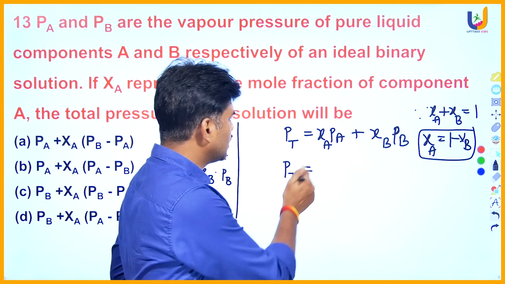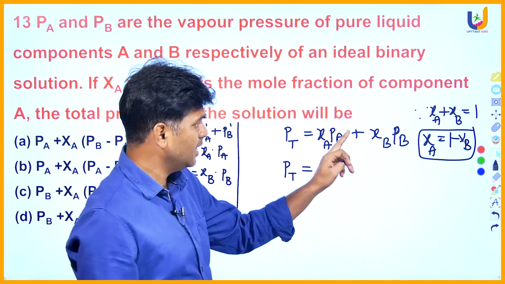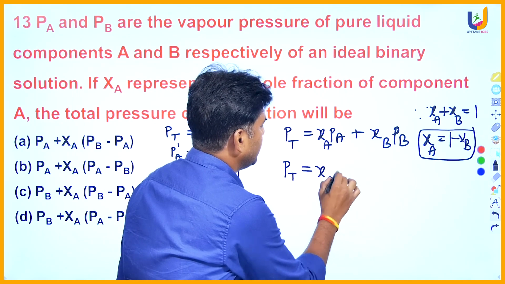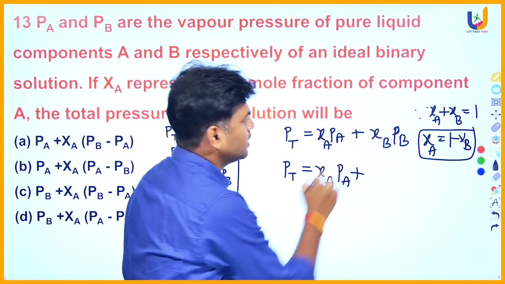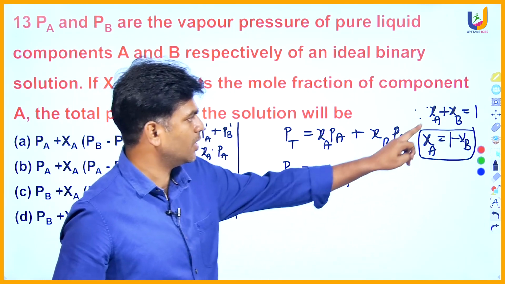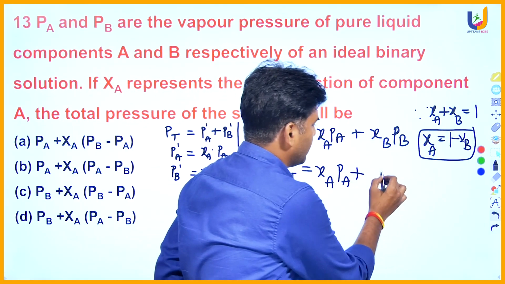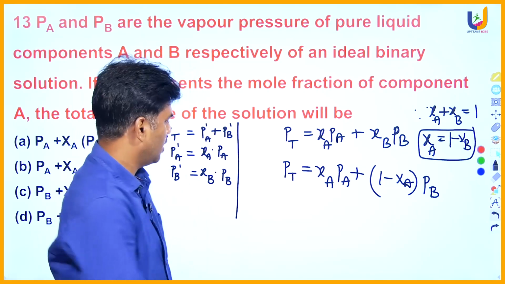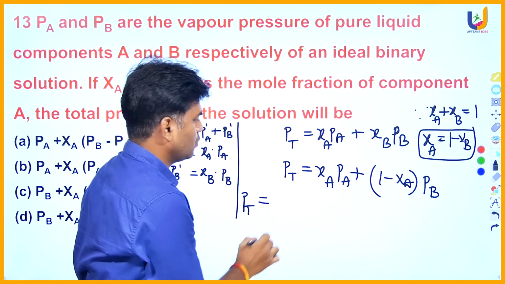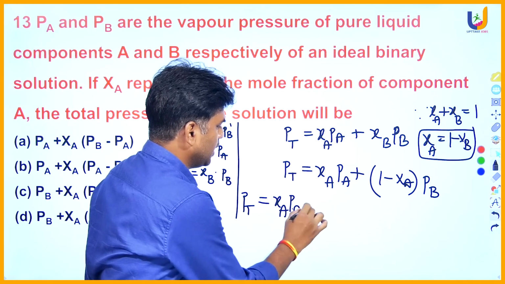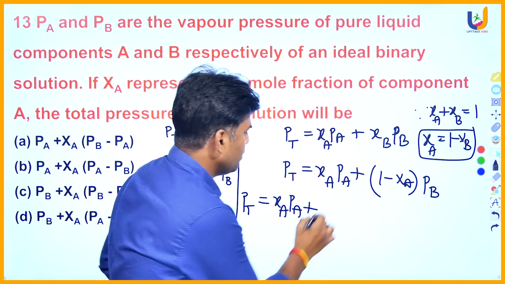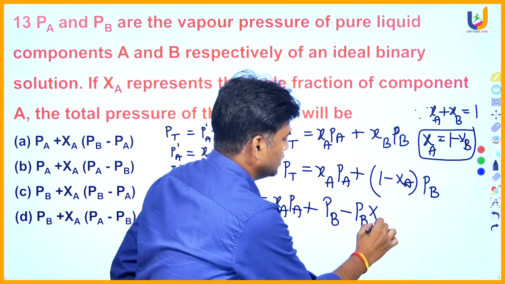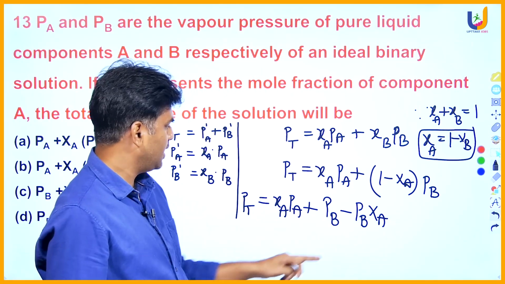From that, PT is equal to Xi A PA plus Xi B PB. And instead of Xi B, can we write 1 minus Xi A? Yes. Instead of Xi B is equal to 1 minus Xi A, so 1 minus Xi A into PB. Now, total vapor pressure is equal to Xi A PA plus 1 into PB, PB minus PB Xi A. So PB Xi A and PA Xi A.